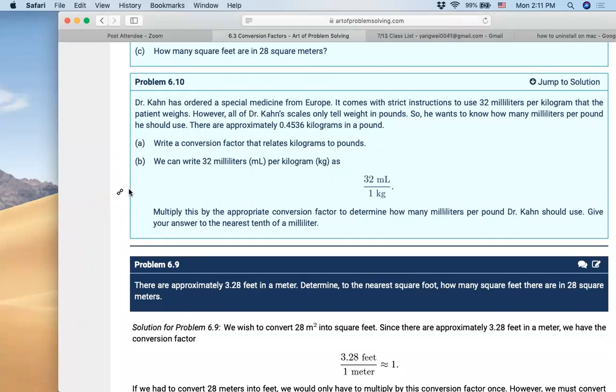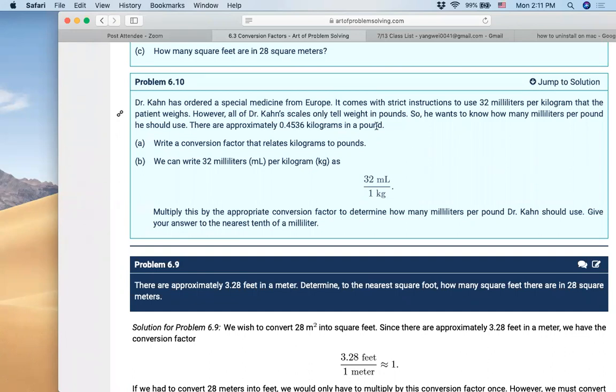See this one, they say Dr. Khan has ordered special medicine from Europe. It comes with a strict instruction to use 32 milliliters per kilogram of the patient's weight. However, Dr. Khan's scale only tells weight in pounds. So he wants to know how many milliliters per pound he should use.